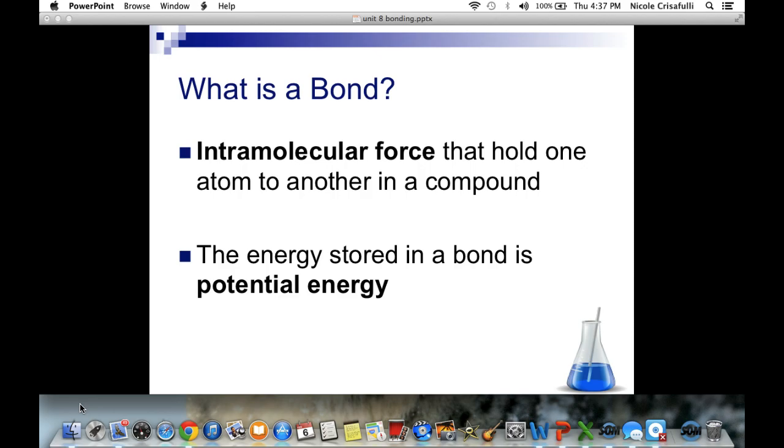A bond is an intramolecular force that holds one atom to another in a compound. So it is the attraction, or the intramolecular force. It's that force that's holding those two atoms next to each other. Now, in order for this to happen, energy is required. So the energy that is stored in these bonds is called potential energy.